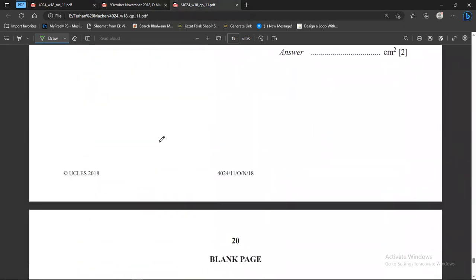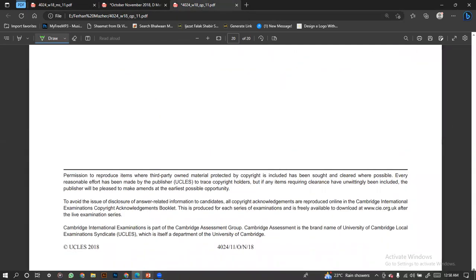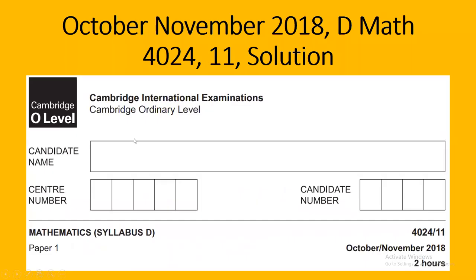And my dear students, we have reached the end of this paper. Today we have done the October/November 2018 paper 1. This paper has 25 questions, and we have solved all 25 questions. I've tried my best to write the answers in such a way that you can understand the procedures, and I have also tried to describe the solution in my words.